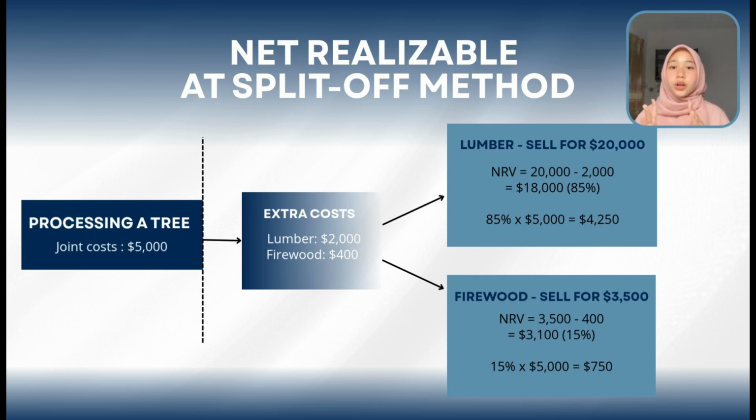To conclude the calculation, we allocate our original $5,000 joint cost using these net realizable value percentages. For lumber, it is allocated $4,250 and firewood received $750.